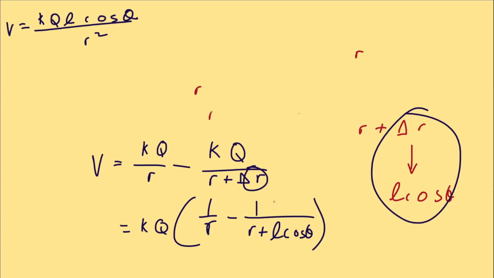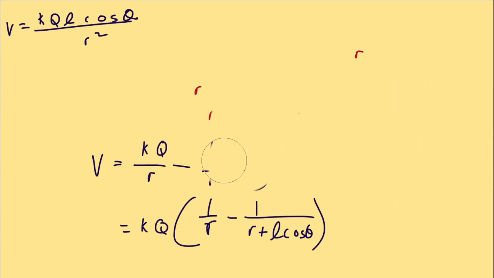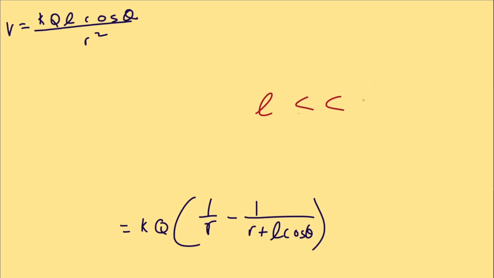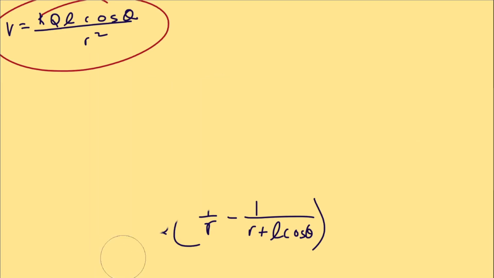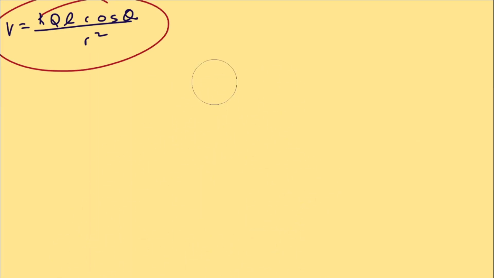Now apply the Taylor approximation. This is why I say that the math is getting heavy. When you apply the Taylor approximation, which you don't have to know what it is, since L is smaller than R, then we get V is roughly KQ length cosine divided by R squared. This is our final expression. This is what we derived. This is the potential of a dipole in the far field.